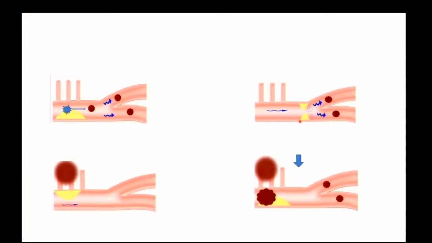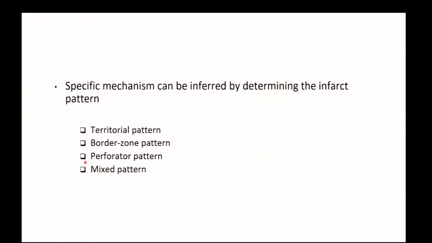This is impaired distal perfusion. You have high-grade stenosis here, impeding blood flow. Then distally, you'll start to have border zone or watershed infarcts distal to the stenosis. And then this is the perforator pattern. You have this atherosclerotic plaque encroaching on the ostium of perforators and causing a perforator pattern stroke.